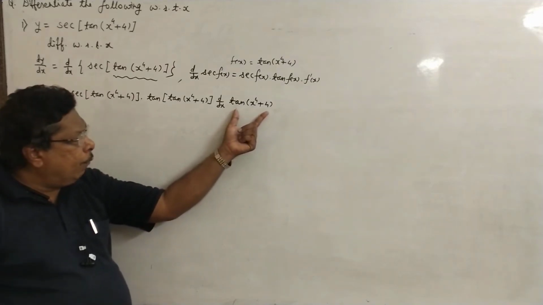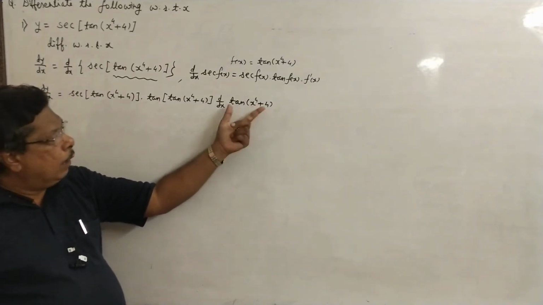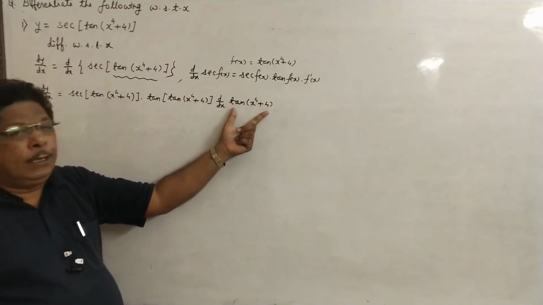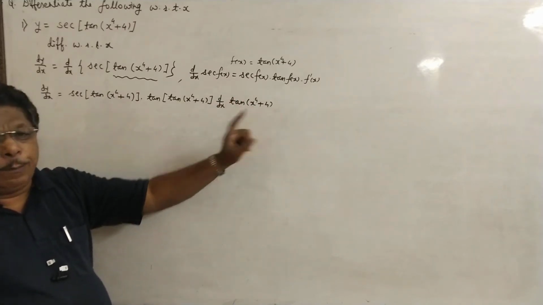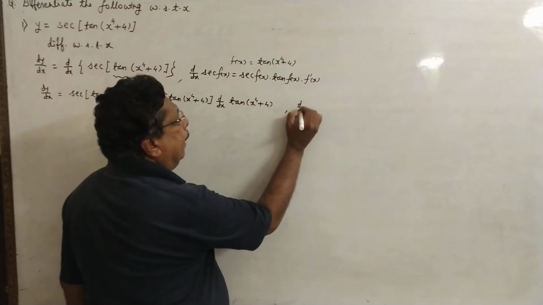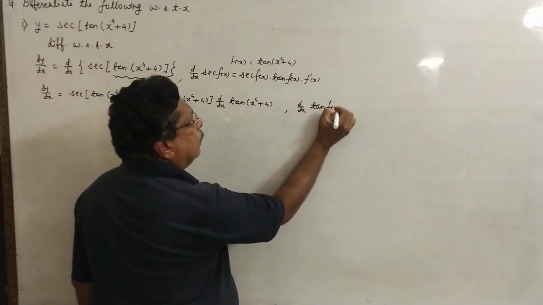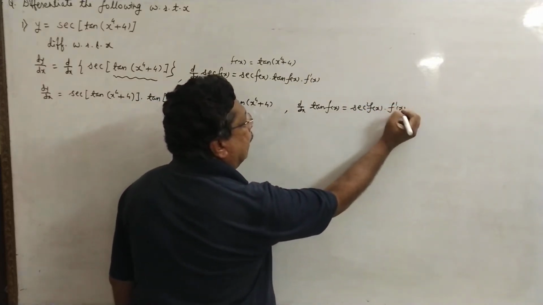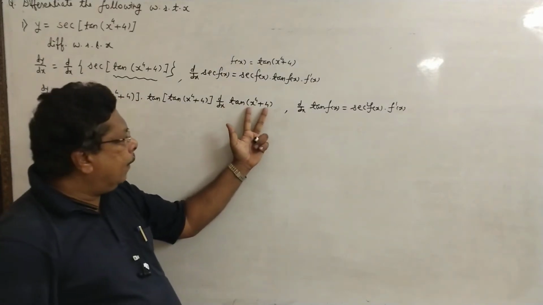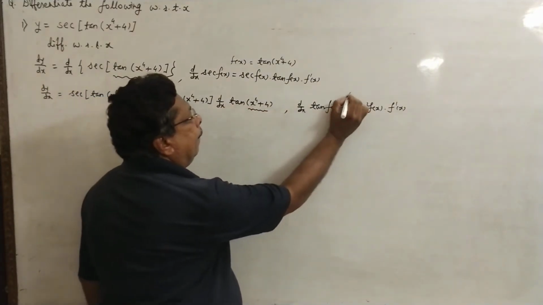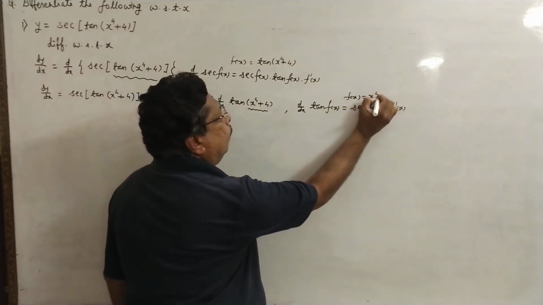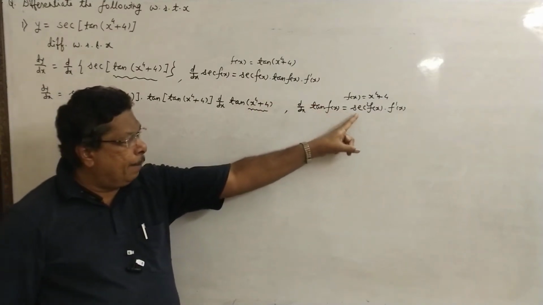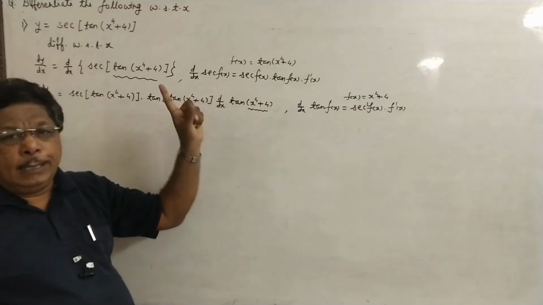Now here we have to take the derivative of tan x raised to 4 plus 4. Now here use the formula tan fx. We know that derivative of tan theta is sec square theta. So here d by dx of tan fx is equal to sec square fx into f dash x. What is fx here? Here fx is equal to x raised to 4 plus 4. Derivative of tan is sec square.